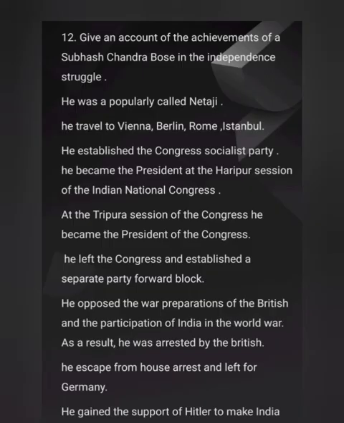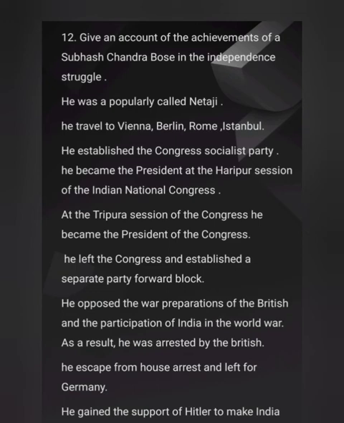Next question is give an account of the achievements of Subhas Chandra Bose in the independence struggle. He was popularly called Netaji. He traveled to Vienna, Berlin, Rome and Istanbul. He established the Congress Socialist Party. He became the president at the Haripur session of the Indian National Congress. At the Tripuri session of the Congress, he became the president again. He left the Congress and established a separate party, Forward Bloc. He opposed the war preparation of the British and the participation of India in the World War. As a result, he was arrested by the British.